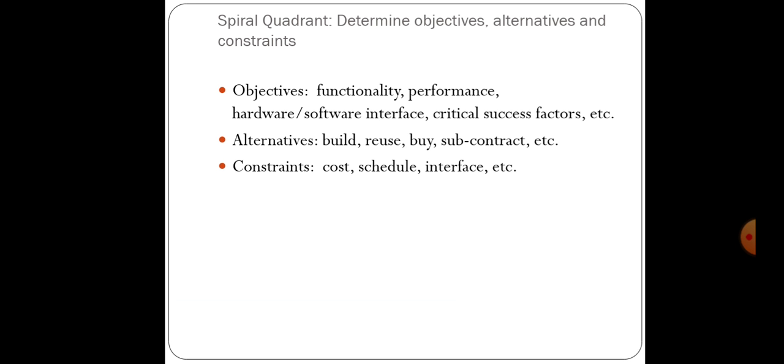Talking about each and every quadrant, the first quadrant says that you have to determine the objectives, alternatives and constraints of the project that is being proposed by the user. In objectives you have to mention the functionality, performance, hardware interface, critical success factors and so on. In alternatives you have to consider whether you can build a new system from scratch, or reuse the existing one, or maybe buy it from somewhere or give a contract to a third party. And when we are talking about the constraints, cost, resources, interfaces, schedule, all these are the constraints to be determined.